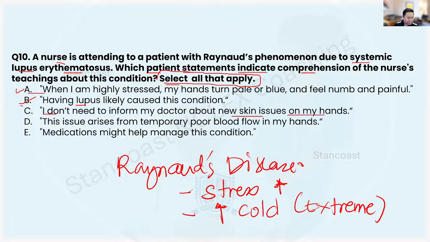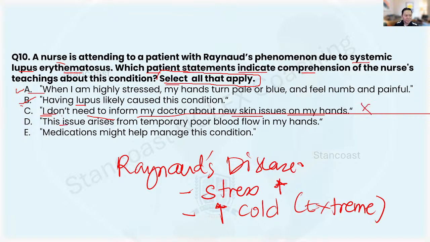I hope you did not select letter C, because letter C is not a good statement. Yeah, SLE, scleroderma. That's a very good explanation, Deep. If they said, I don't need to inform my doctor, well, that's kind of dumb, right? Why would they not notify? The care provider needs to know if they will develop any skin issues, especially on the hands. That is a wrong statement there. So this is going to be eliminated.